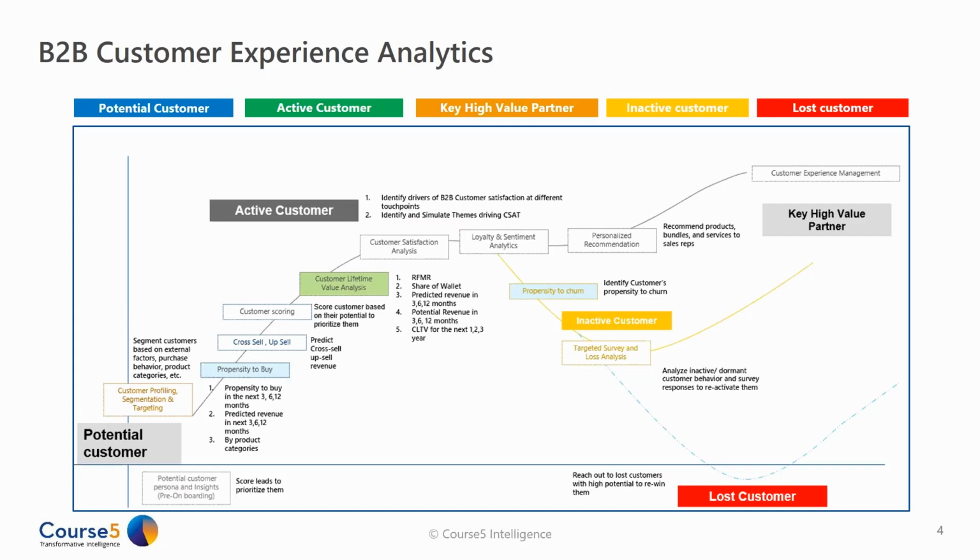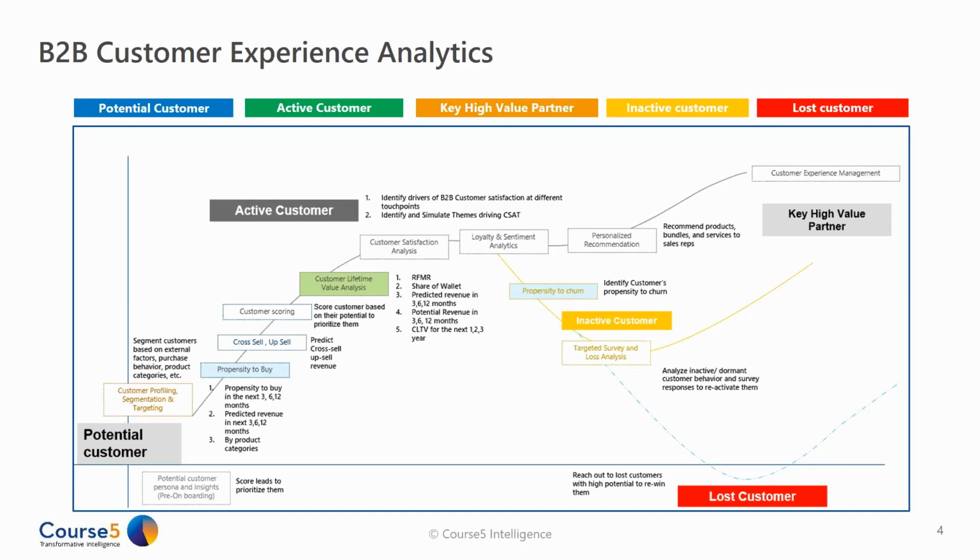Now, there are two other different states which typically a company does not want the customers to fall in. That is an inactive state and a lost state, right? So we need to identify before this inactivity crops up or becomes more evident. Hence, we can do a propensity to churn analysis where we identify customers' propensity to churn and then do specific targeted surveys and loss analysis to bring them back onto the actual path, right? So if you're able to do that, then land good.